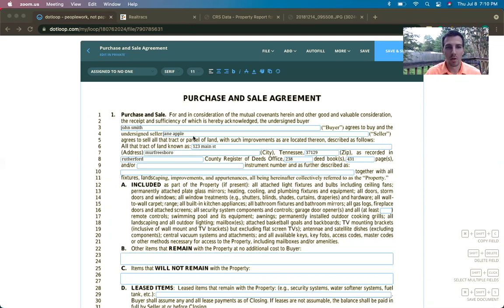Okay, so next line, again, this is all the sellers. Every seller that's on title, they go here. So if there's 2 different sellers on title, they go here. If there's 3, if there's 4, put every seller on this line.